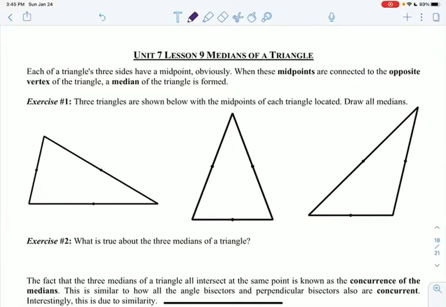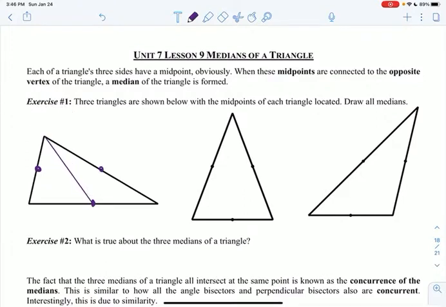This is Unit 7, Lesson 9, and today we're going to talk about medians of a triangle. So a triangle has three sides, and each of those sides has a midpoint, which I'm going to put a purple dot on. A median is a line drawn from the vertex of a triangle to the midpoint of the opposite side. So if I go to the vertex at the top, and you can do this too if you get a straight edge, and then I connect that to the midpoint, that line is called a median.